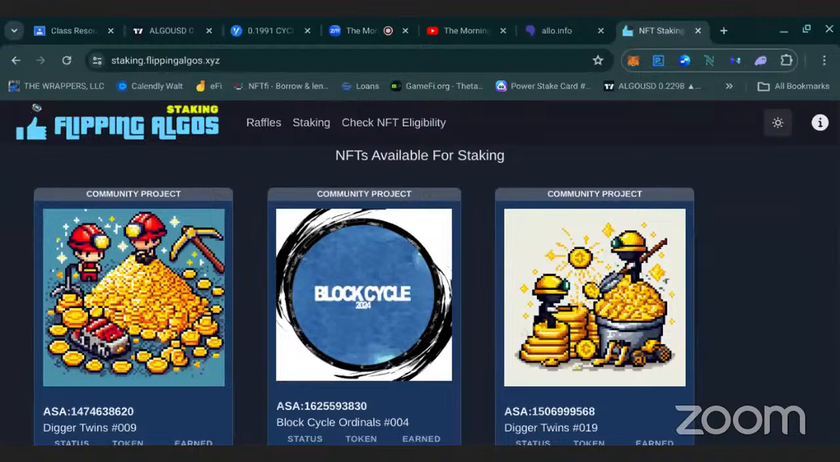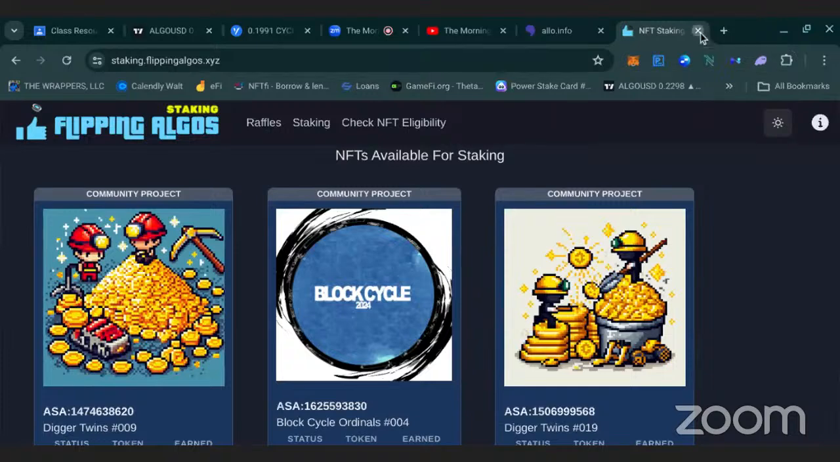And so this site is specifically for algo-based NFTs, correct? Correct. And it's just for now until everything becomes interoperable, because we're getting a lot closer, I noticed. To bridging. I get it. So if you got an NFT from Block Cycle or P-Gold, you want to go to Flipping Algos. Flipping Algos is your number one destination.